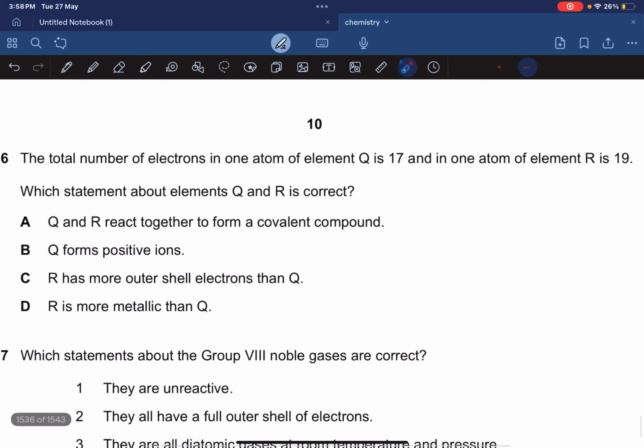Moving on to the next, which says the total number of electrons in one atom of element Q is this. So now we're not talking about the electrons in the last shell. What we're talking about is the total number of electrons in one atom of an element, which is 17.